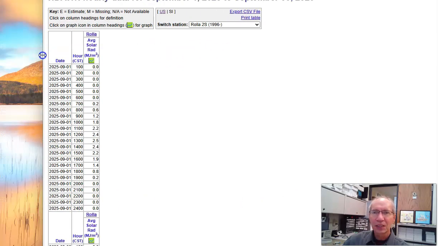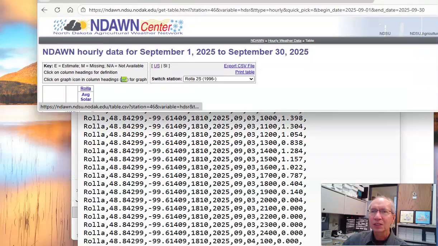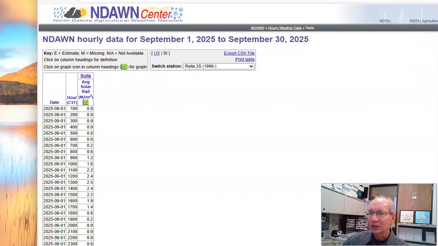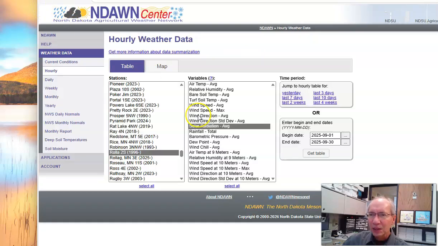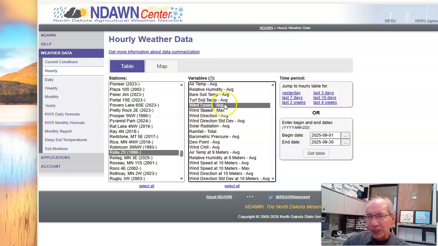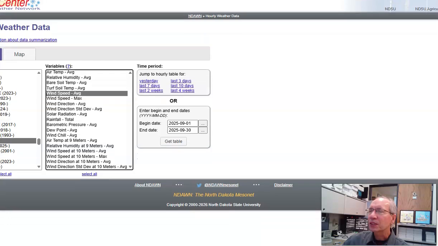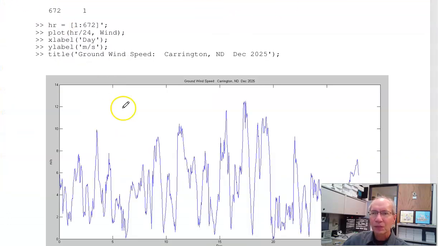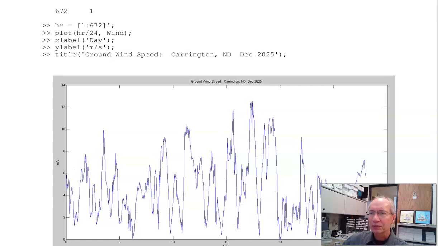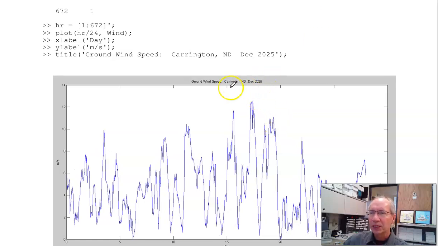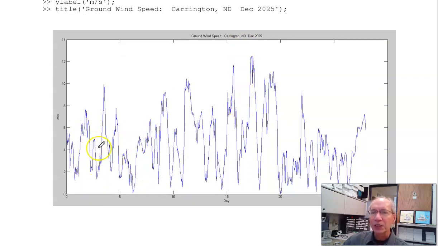For example, if I go back here, auto-scaling's fighting me. Let's go back. Under here, I want wind speed average. Pull that in for 4 weeks, or whichever time frame you want. Here, summer, winter, doesn't really make a huge difference. I just pulled in the December 25 wind speed in Carrington, North Dakota. This is what it looks like. Some days are windier than others. That's just the data.